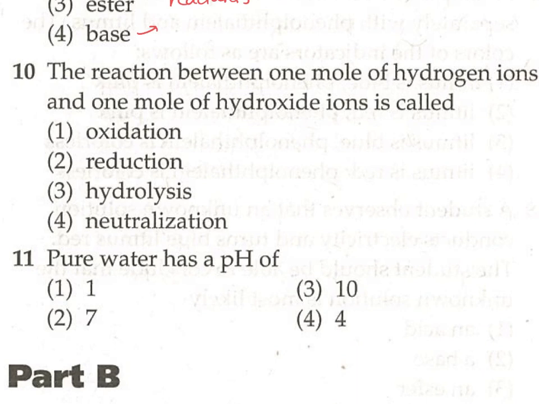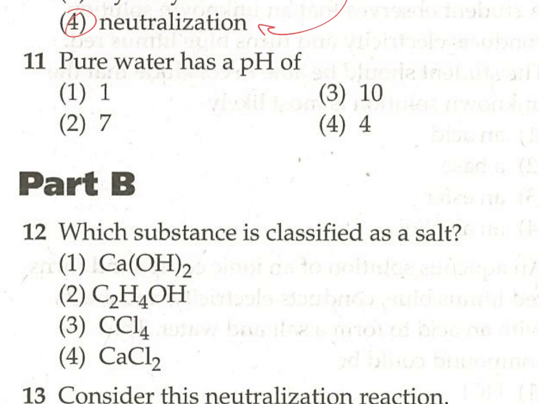Number 10, the reaction between 1 mole of hydrogen and 1 mole of hydroxide is called what? So if we have 1 hydrogen and 1 hydroxide, we're able to make water, and the process of making that water would be neutralization. Number 11, pure water. Water has a pH of 7. You need to know that.